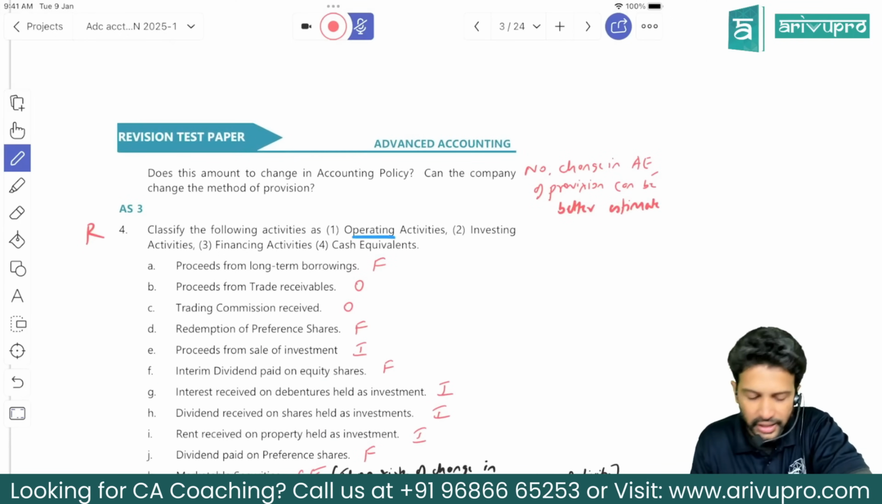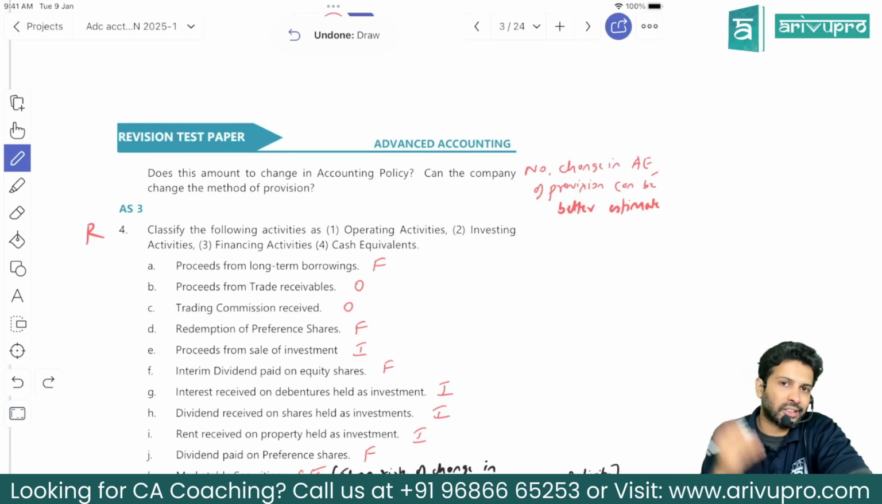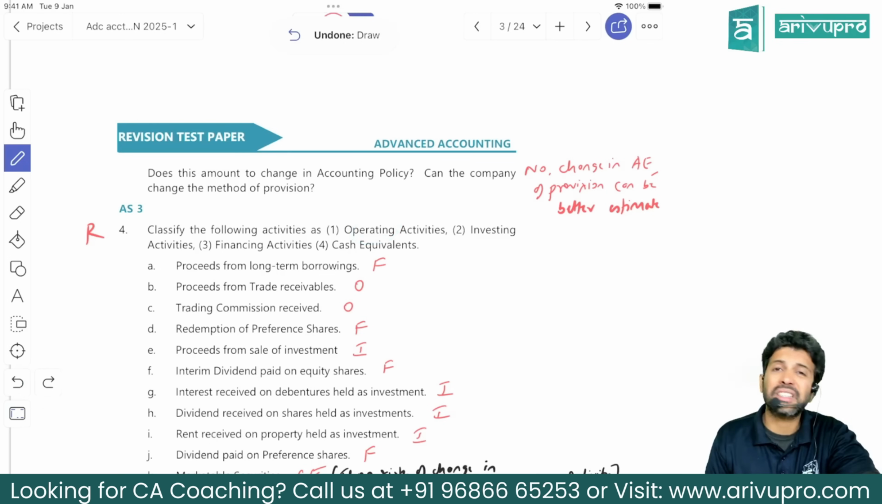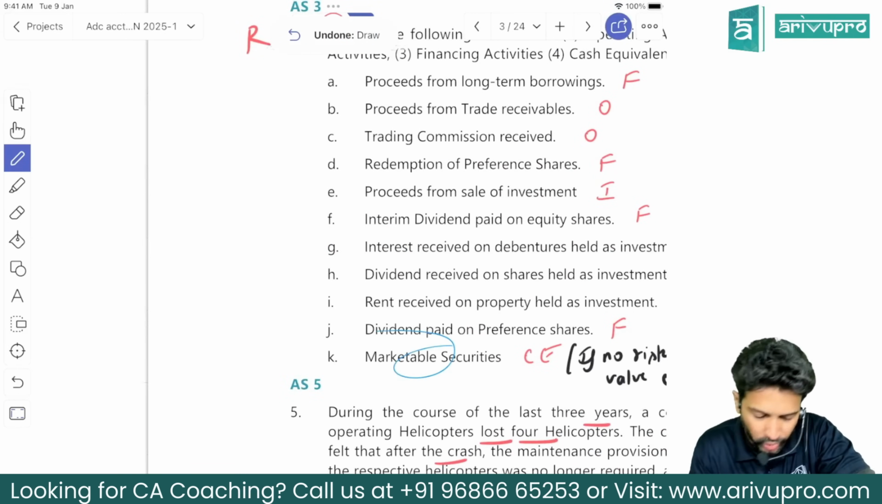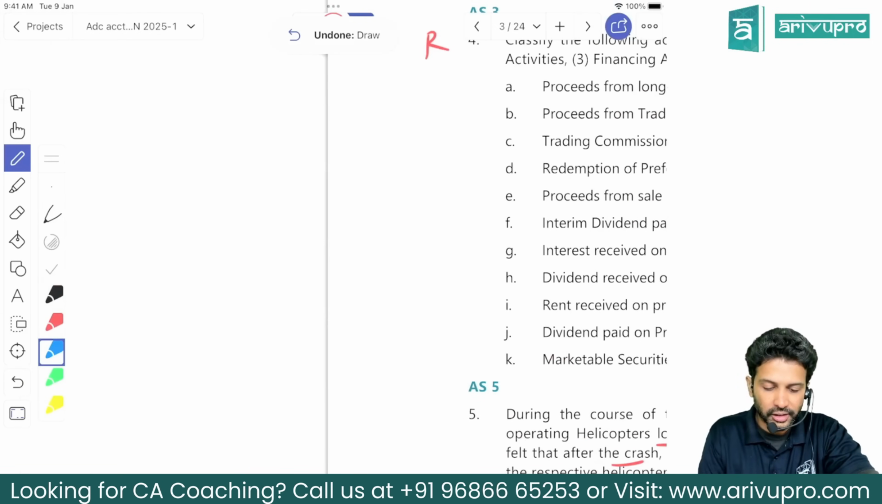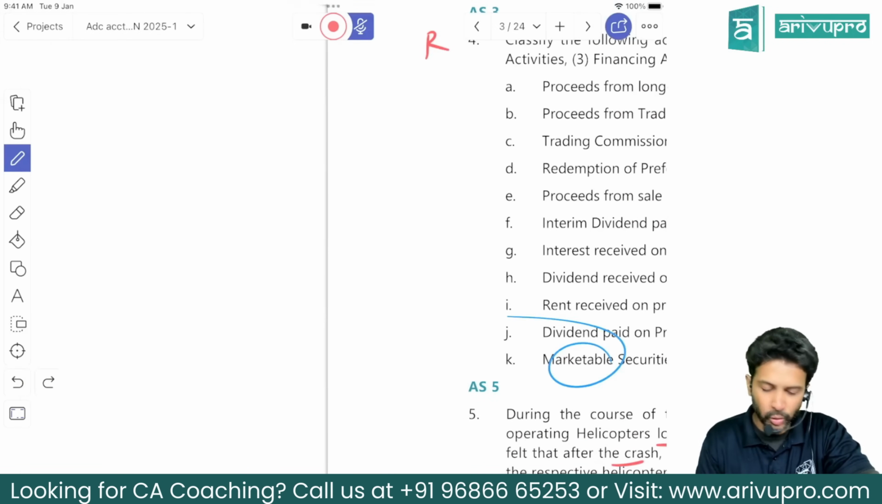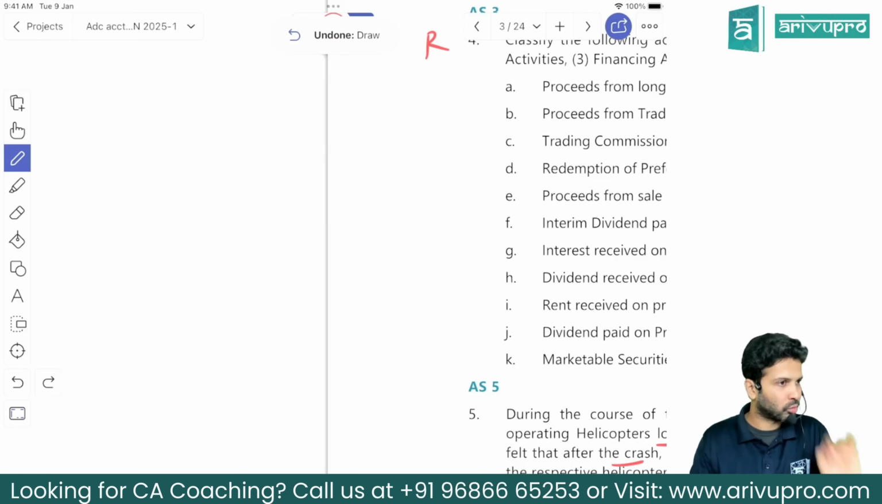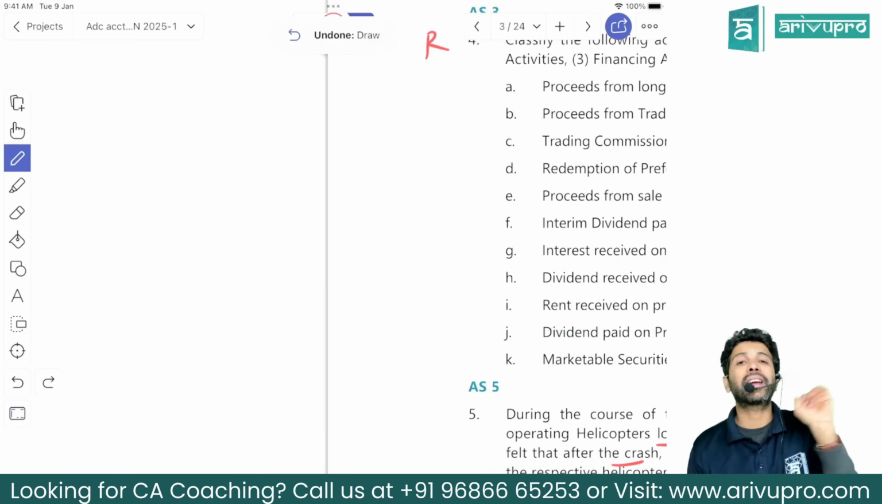They just asked classification. They'll give you various cash flows. You need to identify whether that particular transaction is operating cash flow, investing, financing or cash equivalent. Last part: what is marketable securities? We have a similar question in our class notes as well, but there one extra pointer was given. Here the extra point is not given. Marketable security is what?